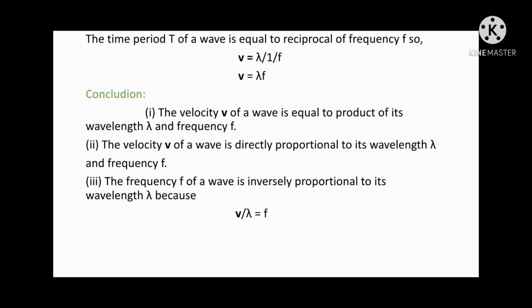Now, our third point is the frequency f of a wave is inversely proportional to its wavelength lambda, because v over lambda is equal to f. Here you can see that lambda is in the denominator while frequency f is in the numerator. So, there is an inverse relation between lambda and frequency. So, we can say that these are inversely proportional to each other, meaning if one increases, then the other will decrease.